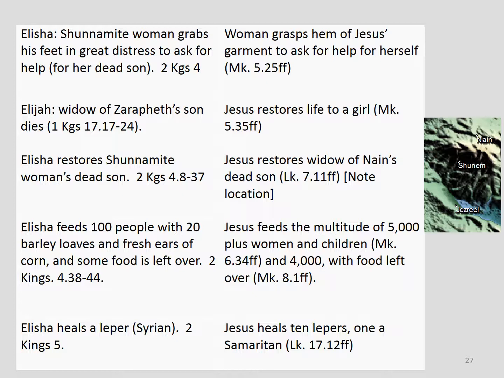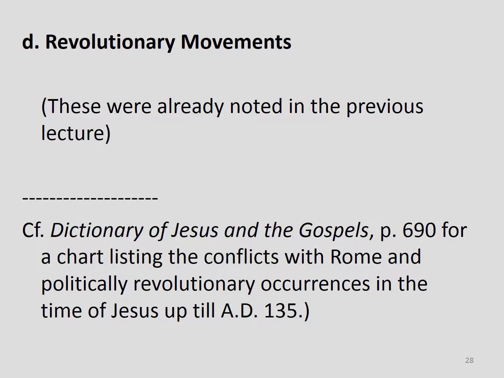And similarly, Elisha feeds 100 people with 20 barley loaves and fresh ears of corn, and then some food is left over. Jesus feeds the multitude of 5,000 plus women and children, and then a group of 4,000 with food left over on both occasions. And then Elisha heals a leper who is a Syrian, and also Jesus heals 10 lepers, one of whom is a Samaritan. So the healing of the lepers is associated with those who are unclean, those who are not Jews, the Syrians or the Samaritans. We've already talked about revolutionary movements at the time, and I have just referenced that the Dictionary of Jesus in the Gospels has a good article on this as well.